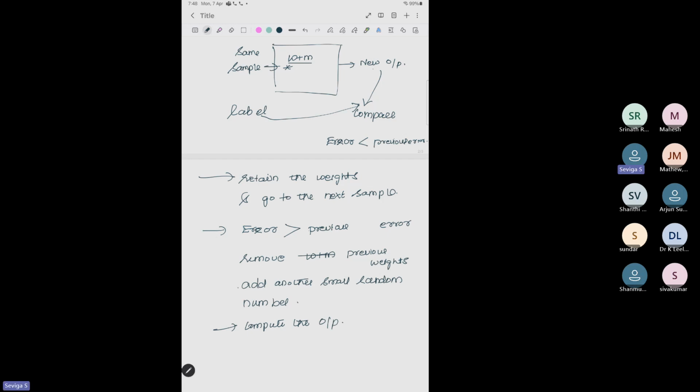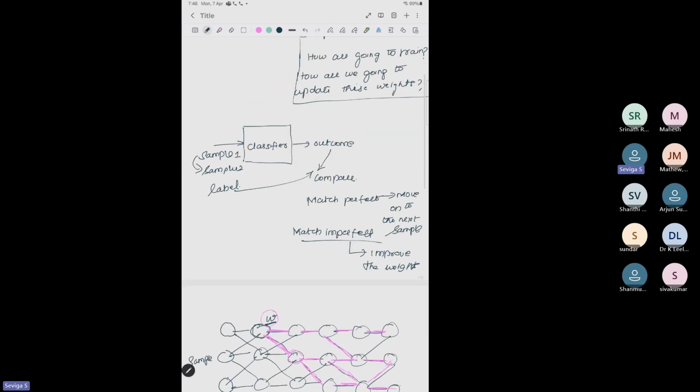Then again compare with the label and check whether the error is less than the previous error or not. If it is, the loop will continue. So what we are doing initially, we are giving a sample to a classifier. We get an outcome. We take the outcome and compare it with the label. If the outcome is the same as the label, the match is perfect. We will go to the next sample, take the output, compare it with the label, and go forward.